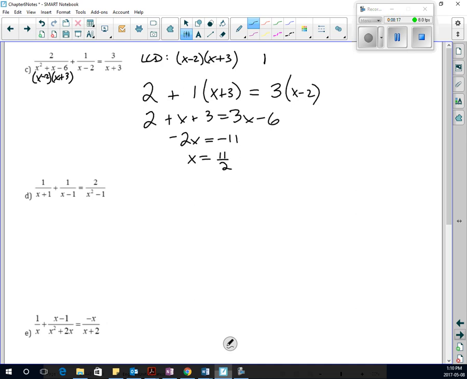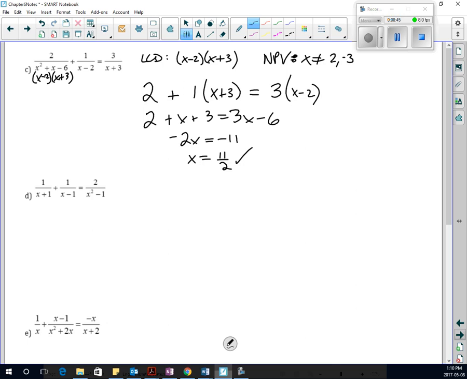I forgot to do my non-permissible, so let's do that right now. So x cannot equal, the denominator is x minus 2 and x plus 3, so that would be 2 and negative 3. And of course, the 11 over 2 is not one of those, so it looks legit for right now. And of course, you should be checking it to make sure you get 100% on your test if time permits.